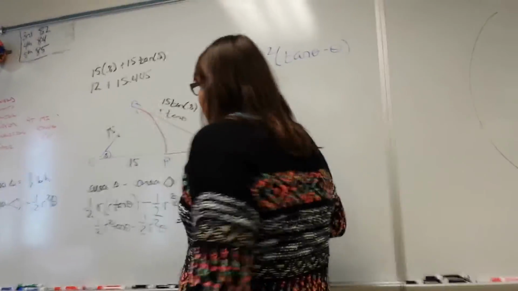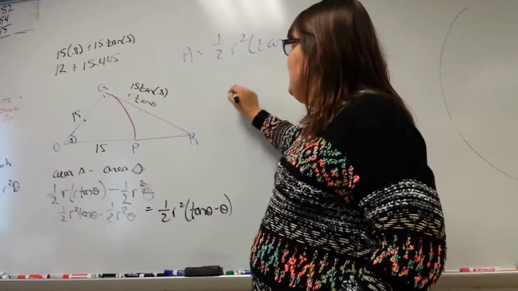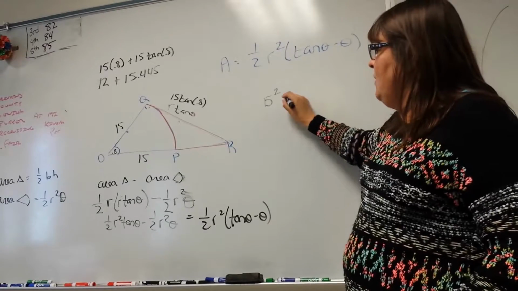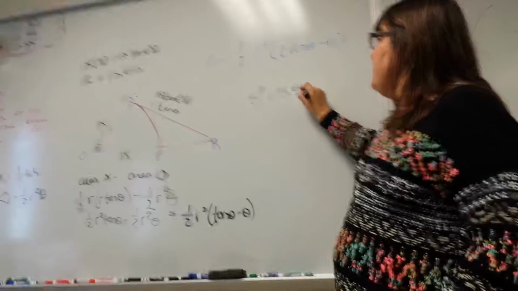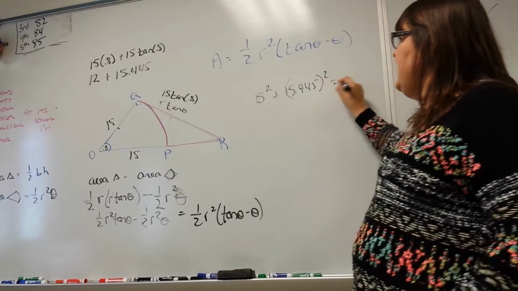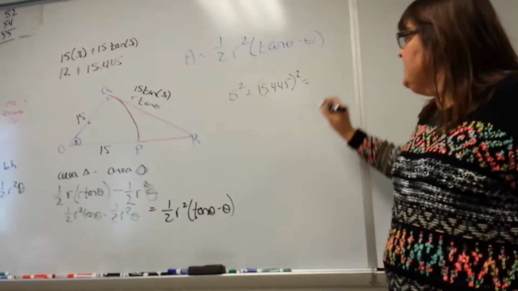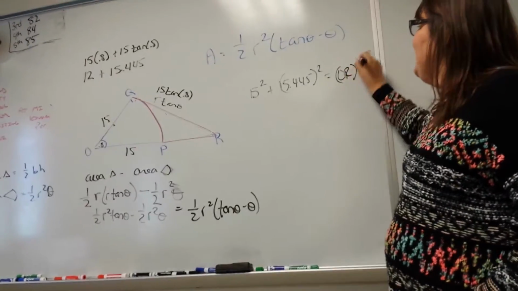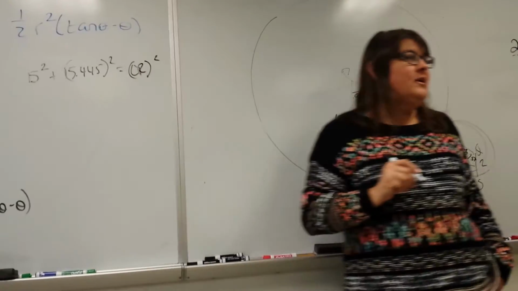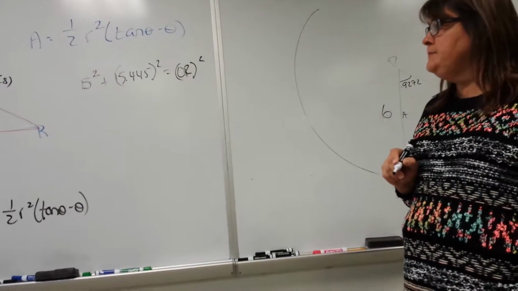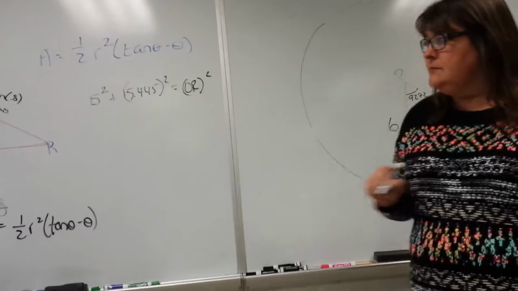Poor baby. All right, so we have 15 squared, this side, plus this side, which you guys just told me was 15.445 squared, equals the length of this whole guy squared. So it's equal to OR squared. Okay, so can somebody crunch the numbers for me? 225 for the 15. Thank you.